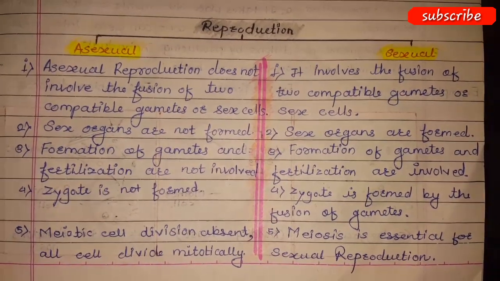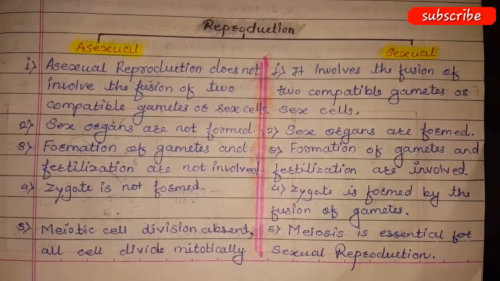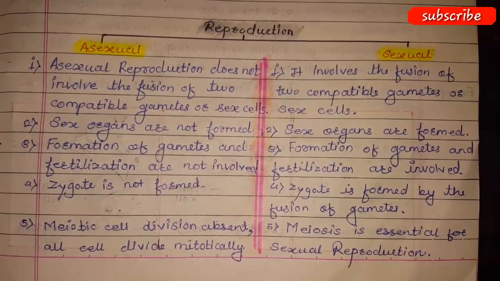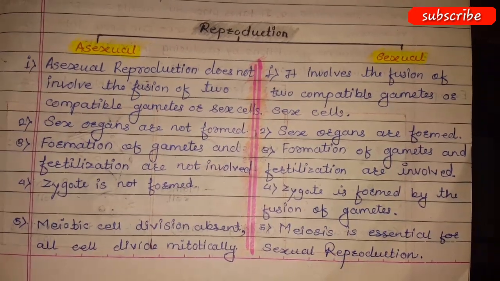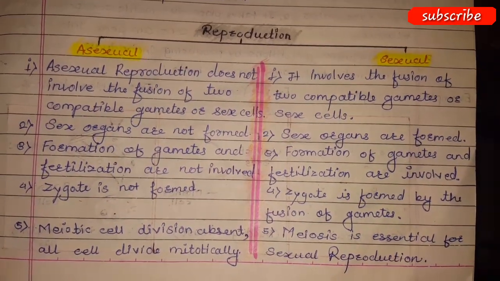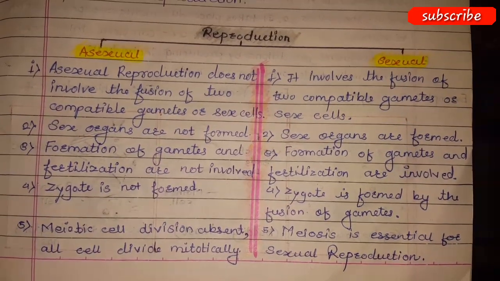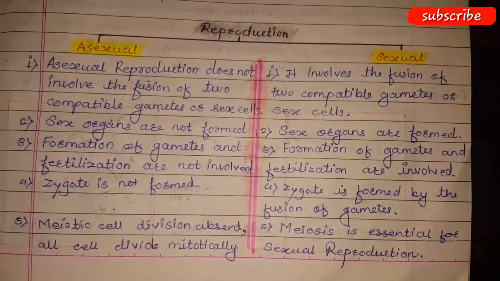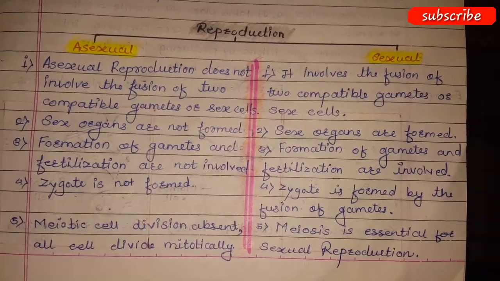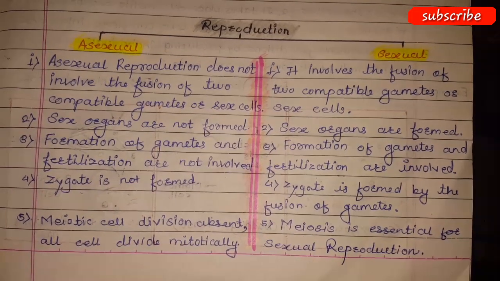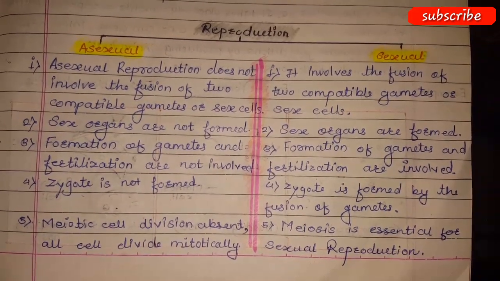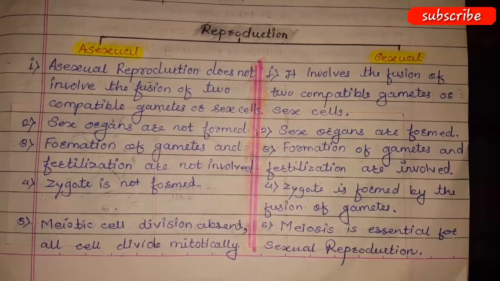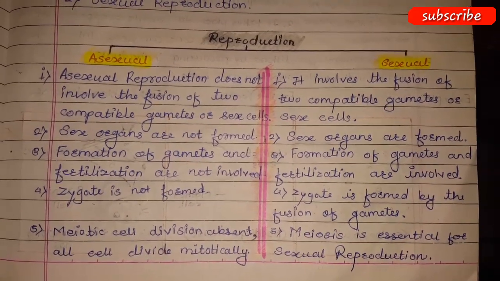Now let's move to sexual reproduction. Let's know what is sexual reproduction. First point in sexual reproduction is it involves the fusion of two compatible gametes or sex cells. Second, sex organs are formed in sexual reproduction. Third, in sexual reproduction, formation of gametes and fertilization are involved. Fourth, in sexual reproduction, zygote is formed by the fusion of gametes. Fifth, meiosis is essential for sexual reproduction.